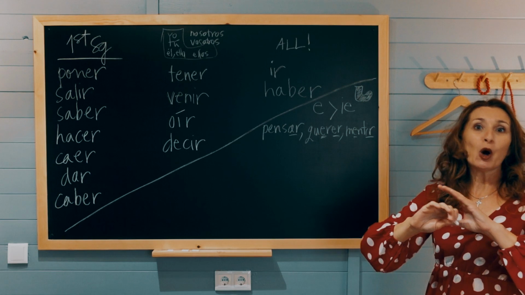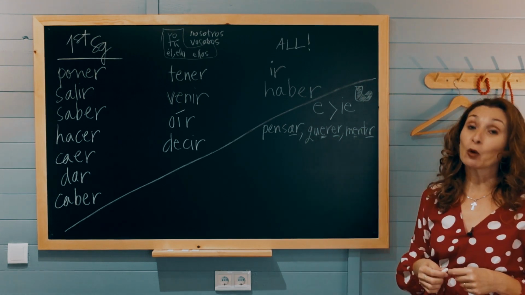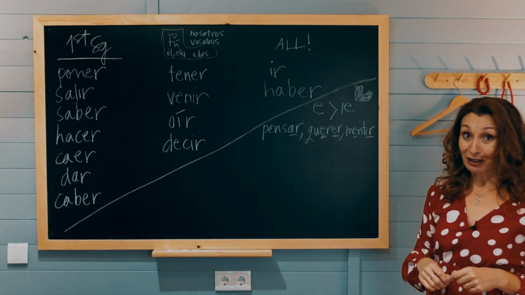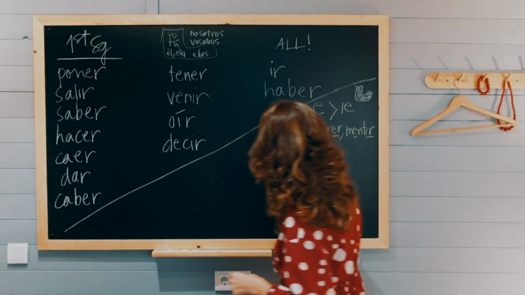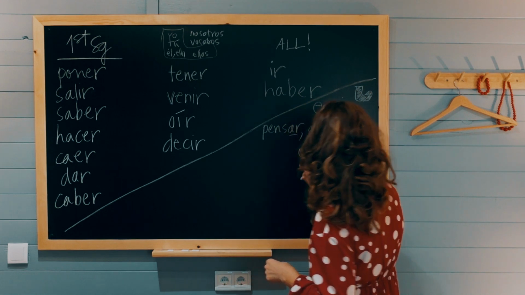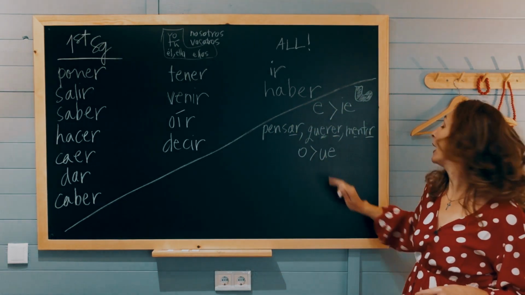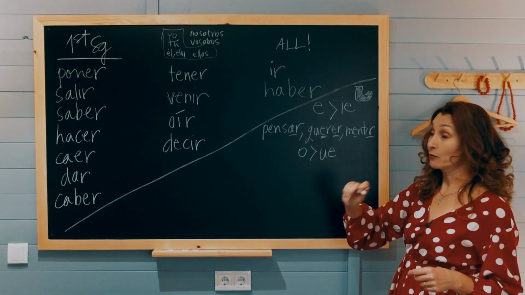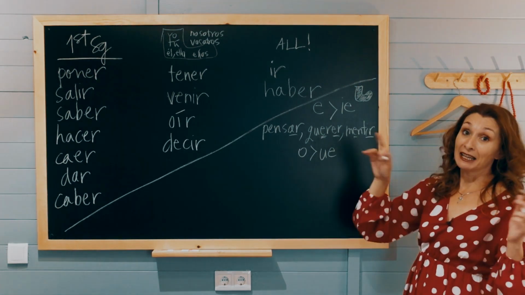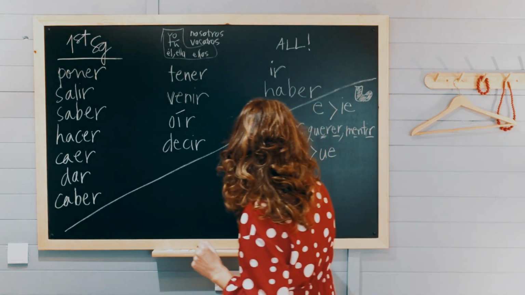So this change can affect verbs from the first, second, or the third conjugation. Of course, not all of them. In fact, not even the majority. It's a very small minority of verbs which show this irregularity. Another one is when o in the root becomes ue. And again, we find verbs showing this irregularity in the first, second, and the third conjugation.